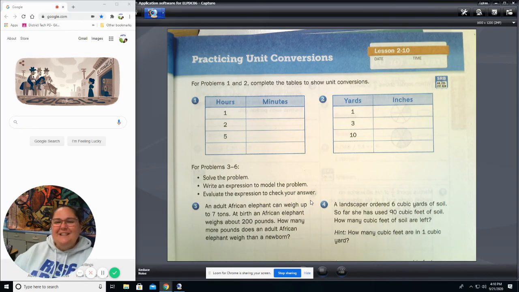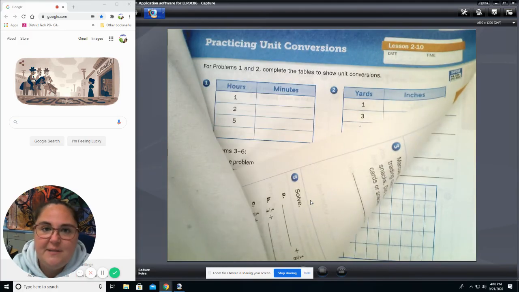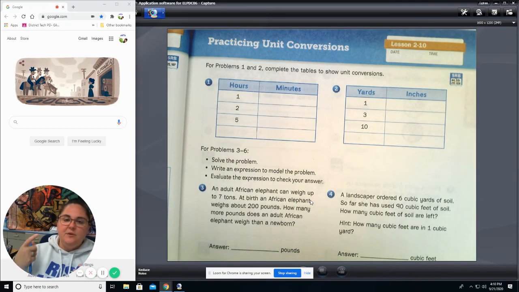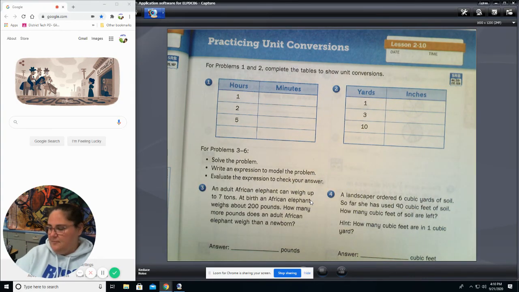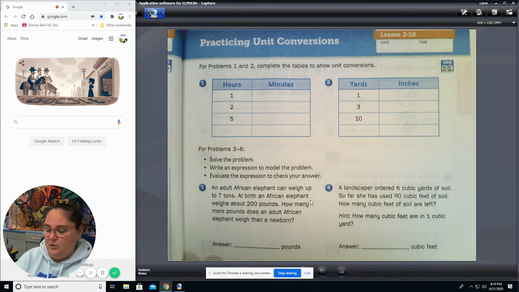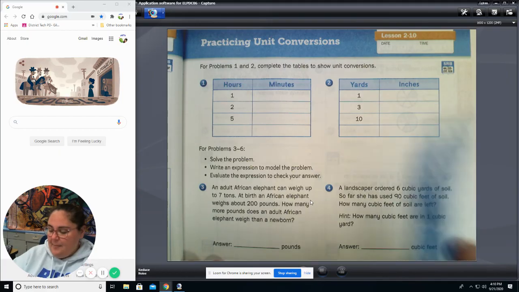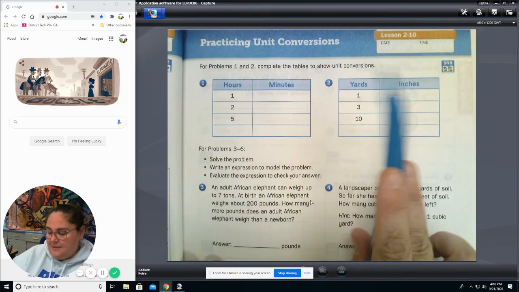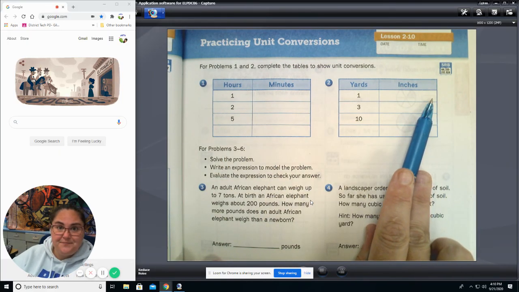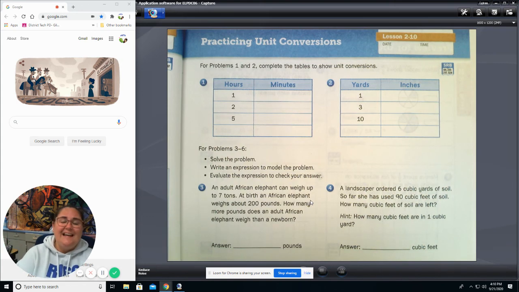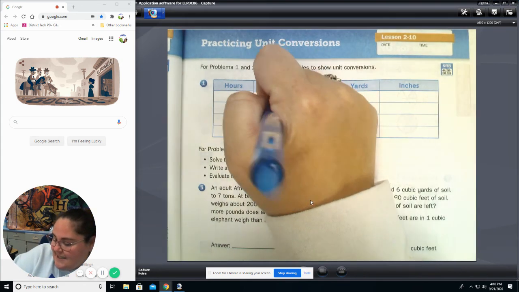Just kidding. We're going to practice today with Unit 2.10 and Everyday Math. We're going to practice with some unit conversions. So again, I've covered this a little bit before, but just to remind you, to convert something means to change it. So we're going to start with unit conversions for a couple of different things: hours to minutes, yards to inches. So first, I know that in 1 hour, there are 60 minutes.